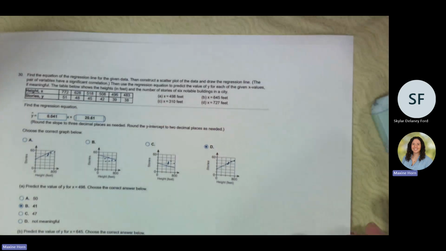All right, and then this one is, I believe, our last one. We got a lot going on in this one, so it's on 2 pages, but I literally could not make it fit on 1 page and still be legible. It was way too small. So, they're having us do a lot of things here, right? They want us to find the equation of the regression line for the given data.